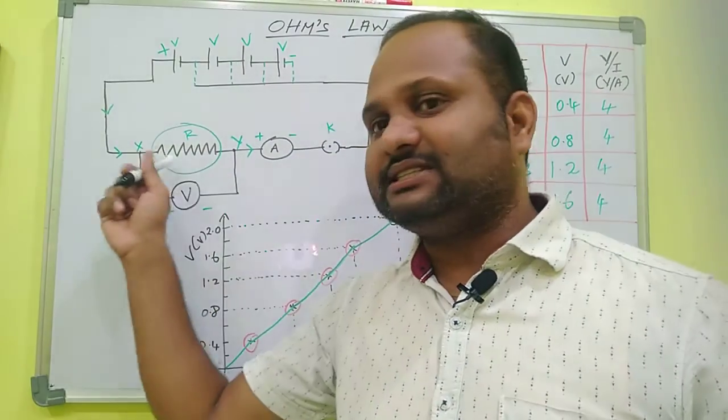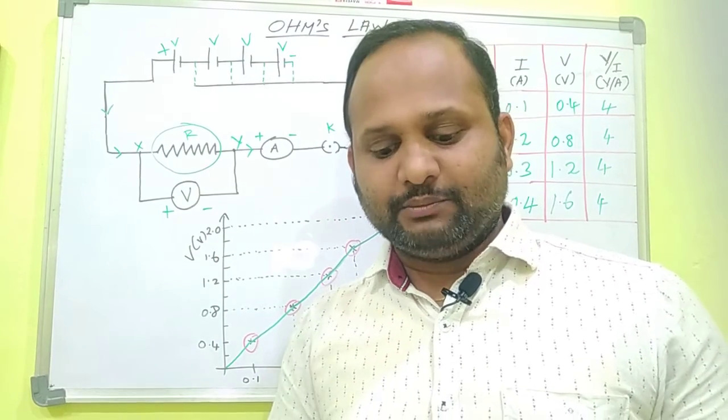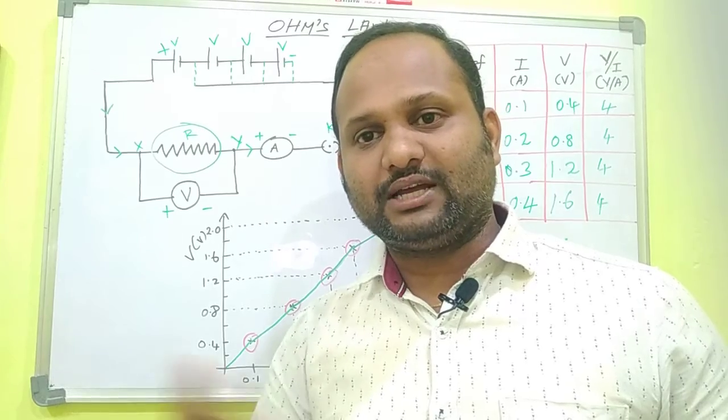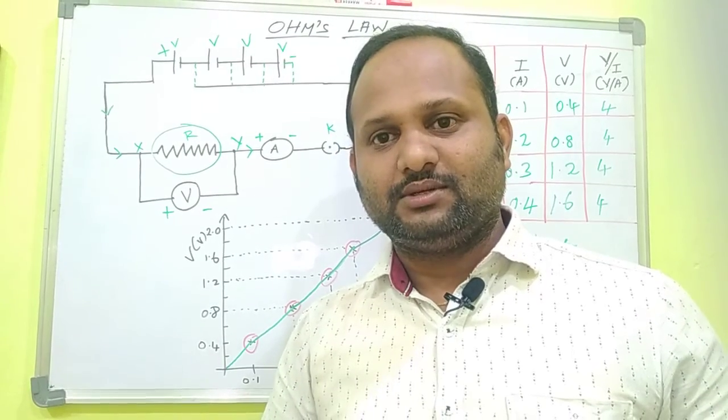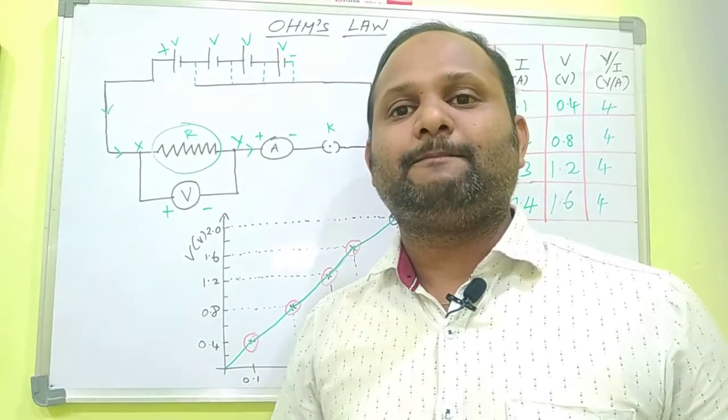Here, the resistance of the nichrome wire is constant. You are increasing the potential difference, so the current in the circuit increases. Both are directly proportional. But the resistance of the nichrome wire is constant here.